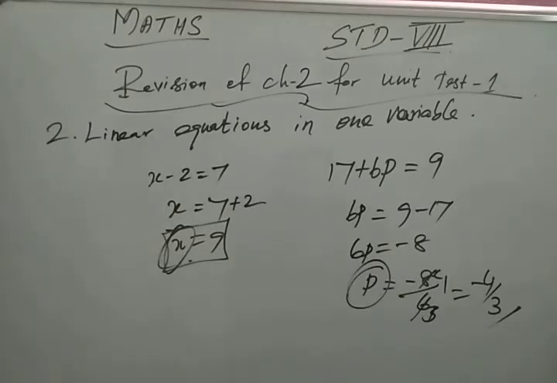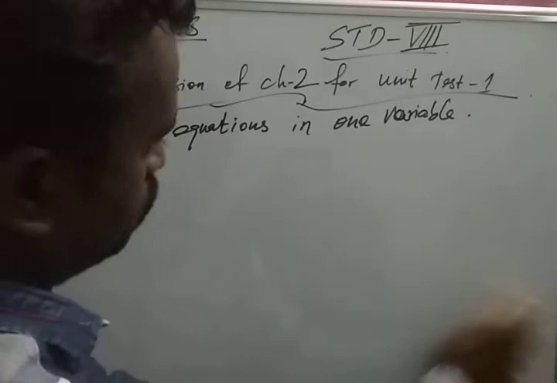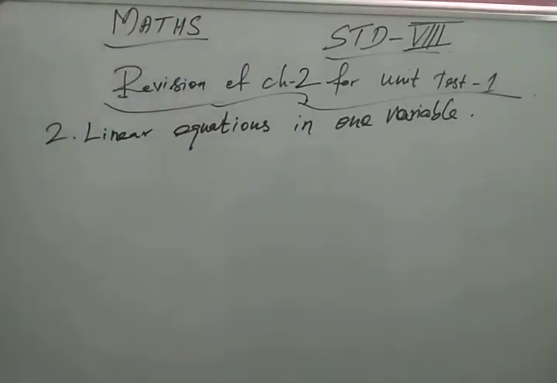Same like that, some applications. That means if word problems are asked in linear equations, how do we do it? I will do one question from exercise 2.2. The number of boys and girls in a class are in the ratio 7:5. The number of boys is 8 more than the number of girls. What is the total class strength?